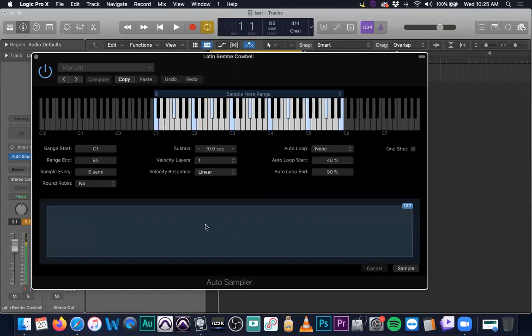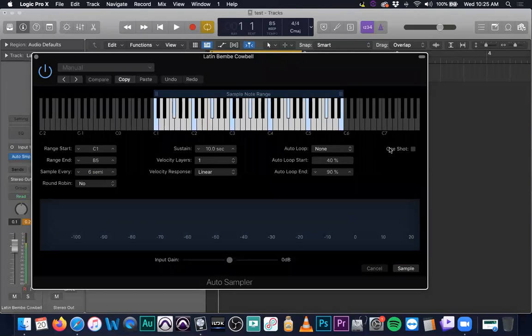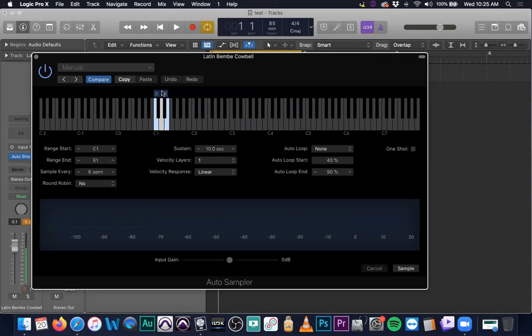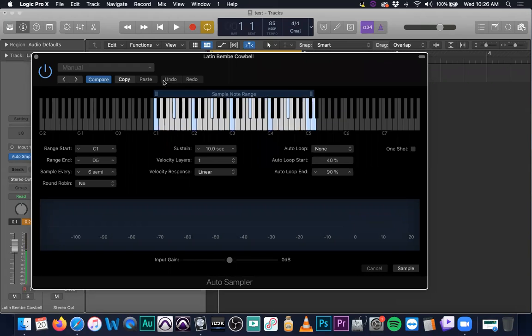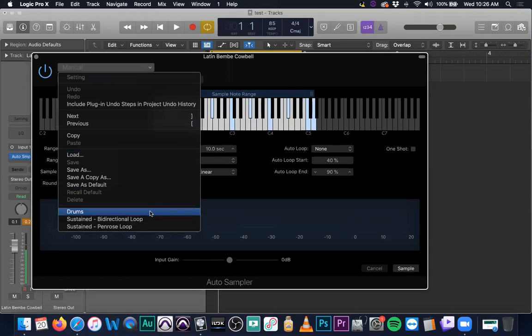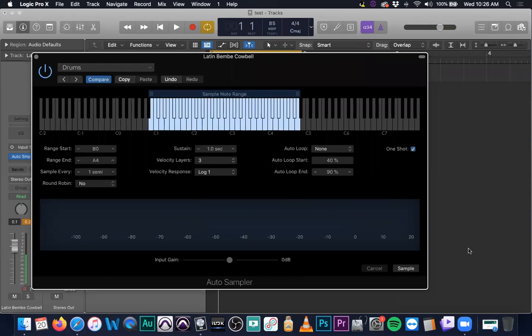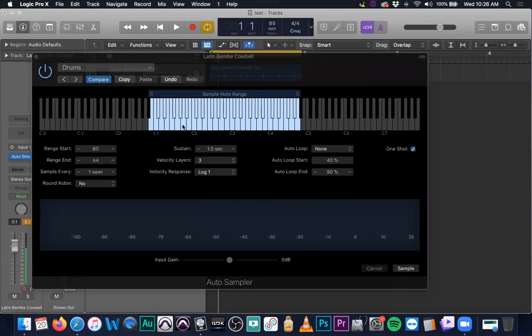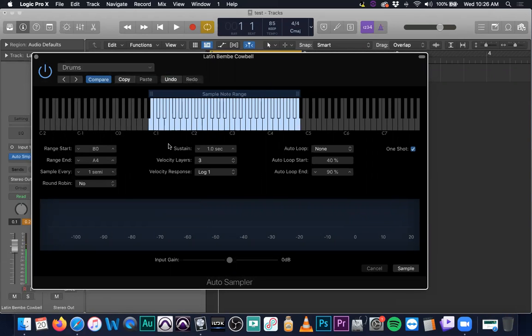And now you have the ability to drop in samples in here and then use some of the same stuff that we used in the EXS24 to create your own sample library, right? And we can shrink that down. Remember the zones, the range, and all that other good stuff. And then there's also some cool presets in these that now allow us to do some really fun stuff.